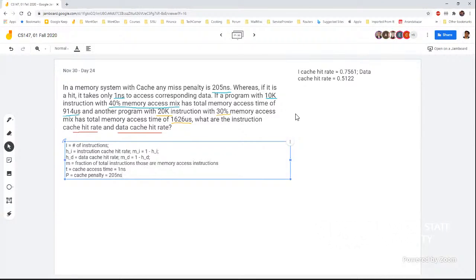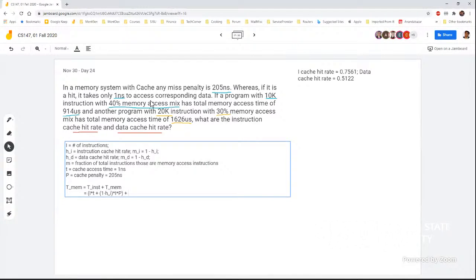Okay, now as a general formula, we can say that this is my total memory access, which involves two parts. One is access for the instructions, and the other is access for the data memory, right? And this part I can formalize as the number of instructions, which is different for the two problems, one for 10K and another for 20K, but in general it is I multiplied by T, which is access time, plus the miss rate, which is 1 minus the hit rate for the instruction cache, multiplied by I, multiplied by the penalty, right?